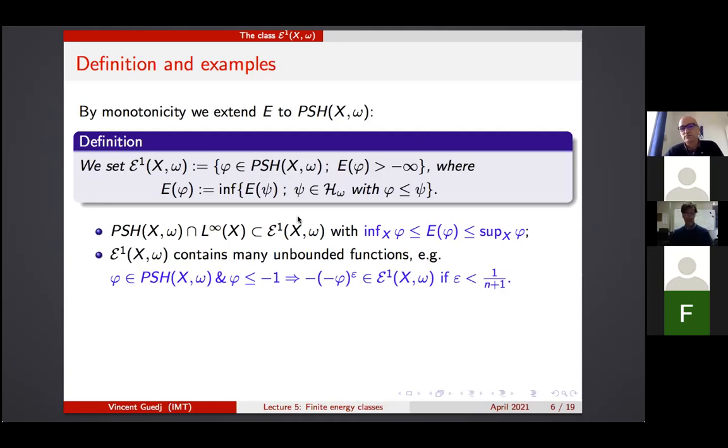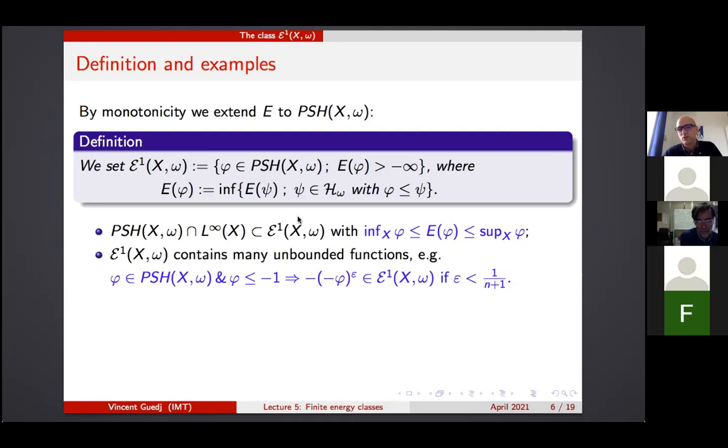I'm not going to give the details here. It's computational. It's not very difficult, but I won't do that. In particular, you see that E1, in a certain sense, contains as many functions as you already have in PSH(X, omega). But in order to enter E1, somehow we need to smash a bit the singularities of phi.